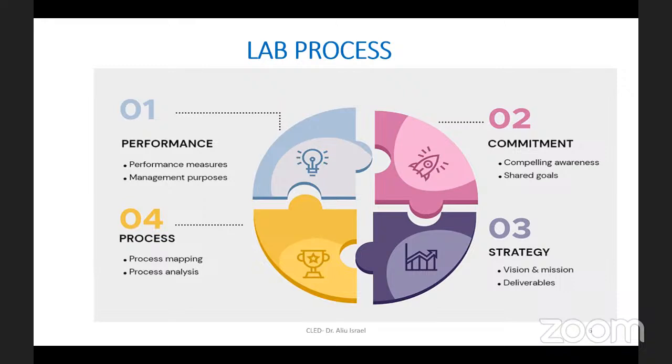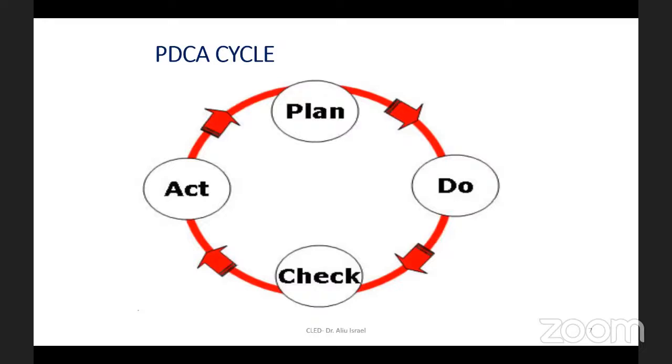Now, this is what is called the PDCA circle. The PDCA circle is also known as the Deming circle. The PDCA circle stands for plan, do, check, and act. This is what is known as the continuous improvement circle. First and foremost, if you want to initiate any process improvement, you have to plan it, you have to do it, you have to check if it is being effective, and you have to act upon the results that you get.